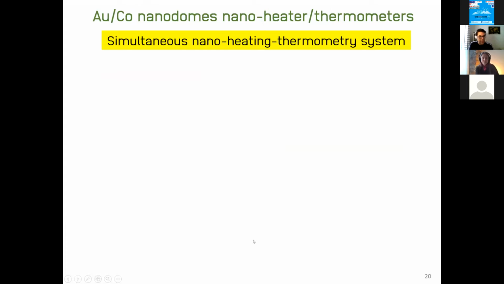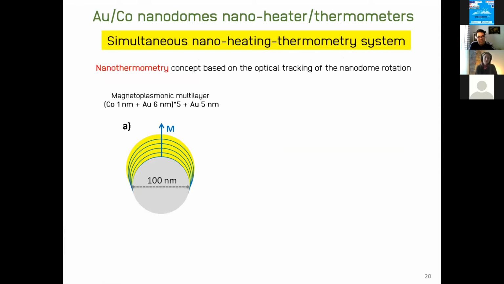So here we propose a simultaneous nanoheating thermometry system, which is based on the optical tracking of the nanodome rotation. So again, this is the nanodome structure that we propose. Instead of having 2 layers of iron and gold, here we present a multi-layer system composed of cobalt and gold of 1 nanometer and 6 nanometer alternating themselves, and also ending with a layer of 5 nanometers in gold.